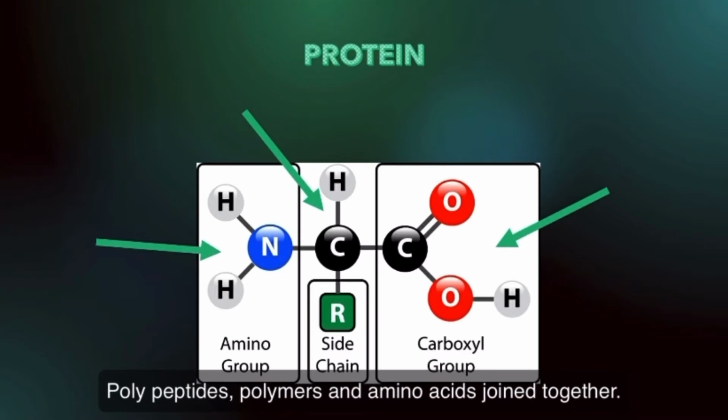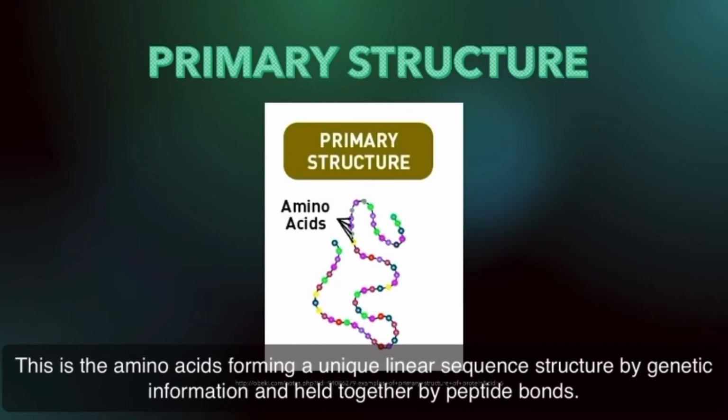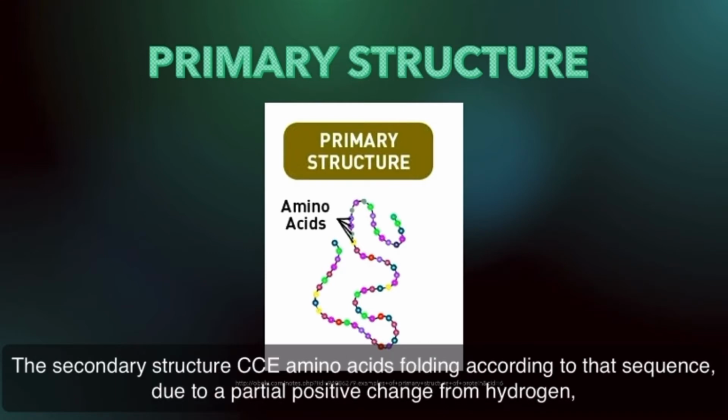Polypeptides are polymers of amino acids joined together. Polypeptide bonds are formed through condensation reaction. 4 levels of protein folding are primary structure. This is the amino acids forming a unique linear sequence structured by genetic information and held together by peptide bonds.